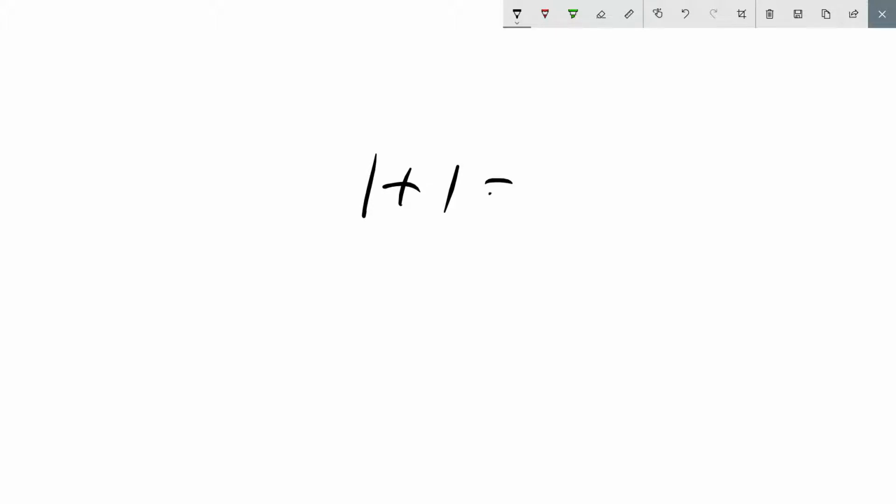1 plus 1 equals 2. Alright, why is this statement true? Well, you can argue that 1 equals 2 minus 1. All I've done is I've subtracted 1 on both sides, and now I only have 1 left, and now I have 2 minus 1 on this side, and 1 equals 1.